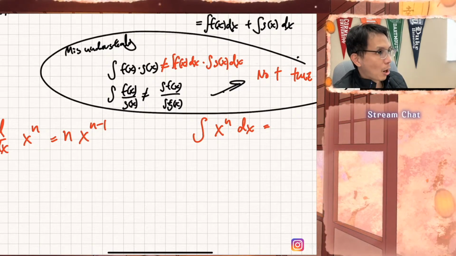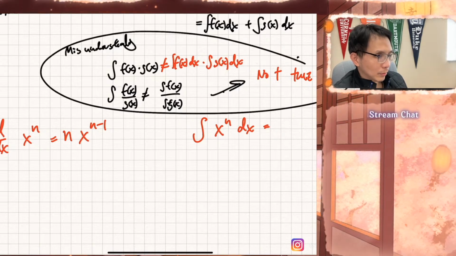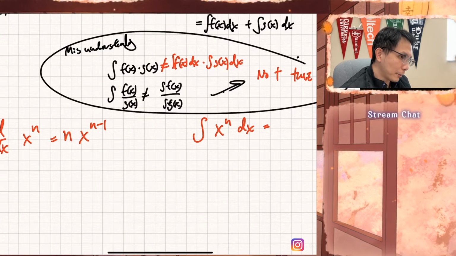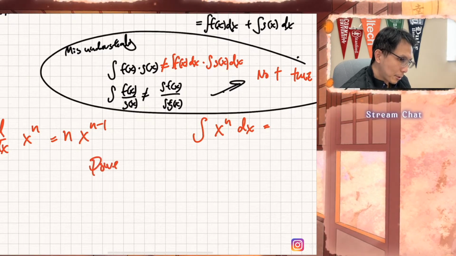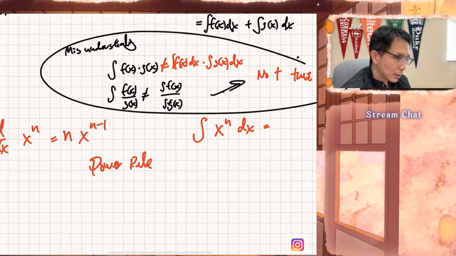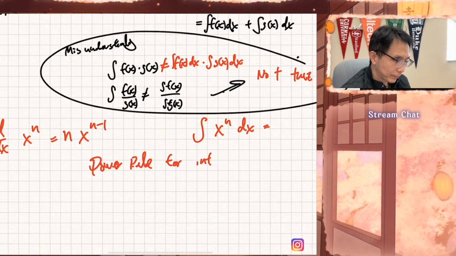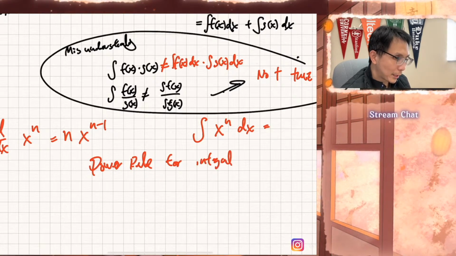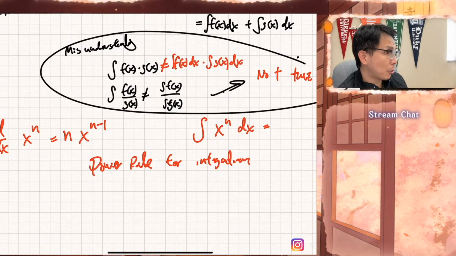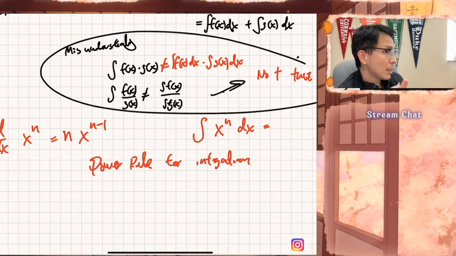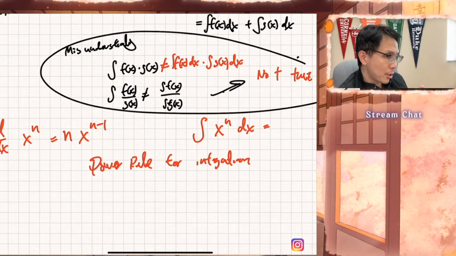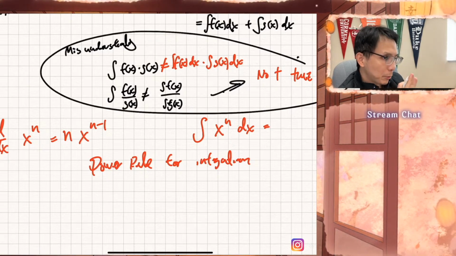This is called a power rule. So this is called the general power rule. There's a power rule for integration and derivative. But there is no quotient rule for integration, and there's no product rule for integration. There's only the power rule. Only that rule applies.